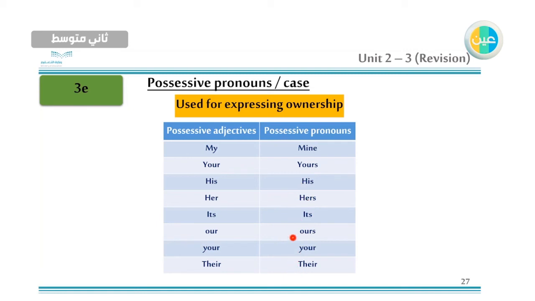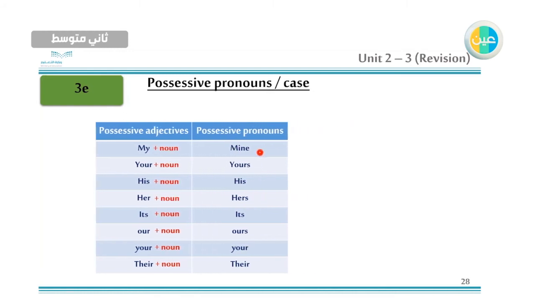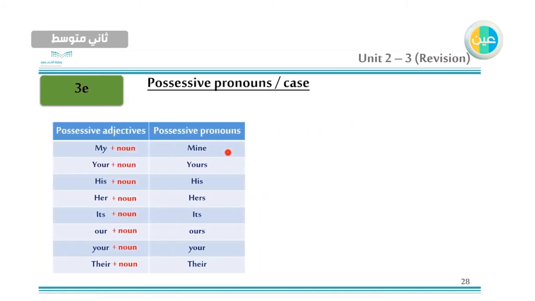Okay? The difference between possessive pronouns and possessive adjectives is that possessive pronouns are not followed by a noun. The possessive adjectives have to be followed by a noun. Okay? So this is the difference between both. Okay, we'll have some examples to show you how to use the possessive pronoun. Okay, here's an example. This is my book. Okay, so this is a possessive adjective. This is my book, and it's followed by a noun, like we said.